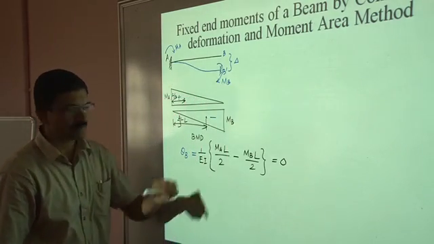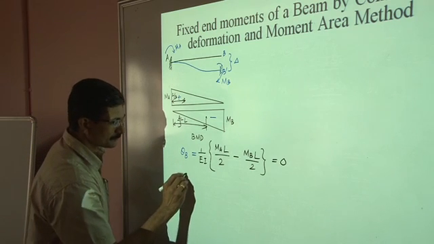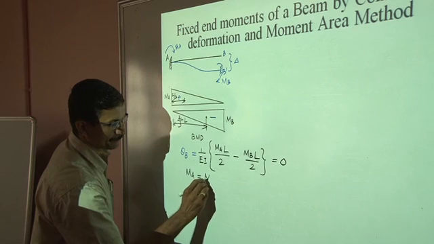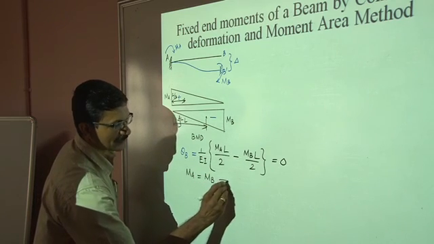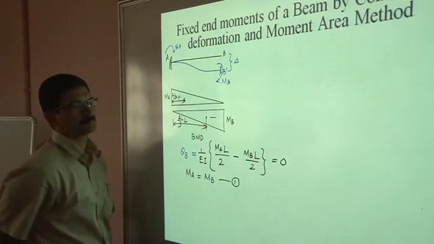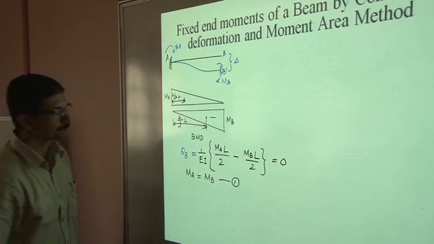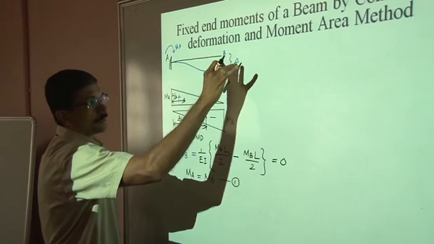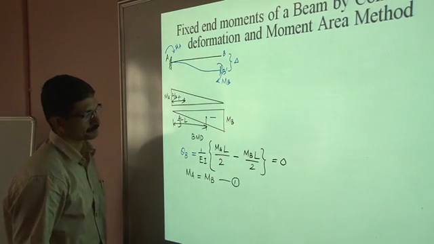If you follow this equation, we can observe that MA is equal to MB. That is equation number 1. Further, the deflection at this end is equal to delta downwards.